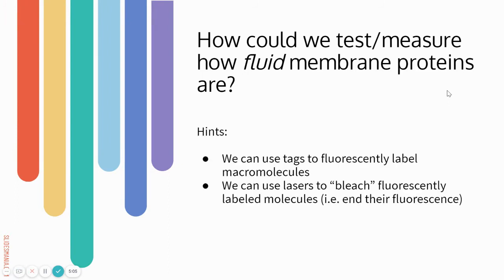So here are a couple hints. One, we can use tags to fluorescently label macromolecules. That means we can make these macromolecules fluoresce, or glow, with specific colors.